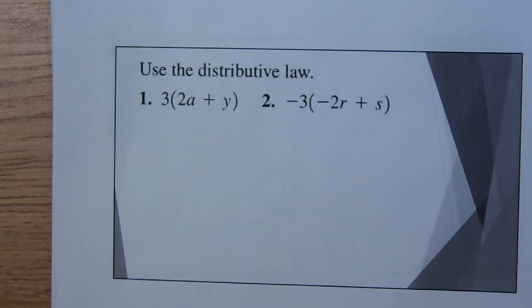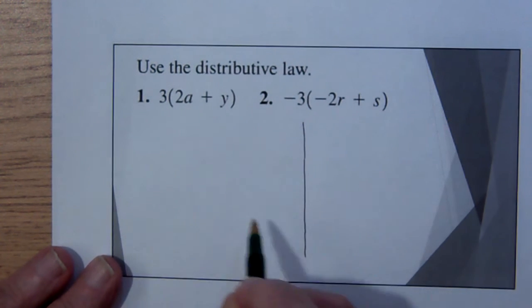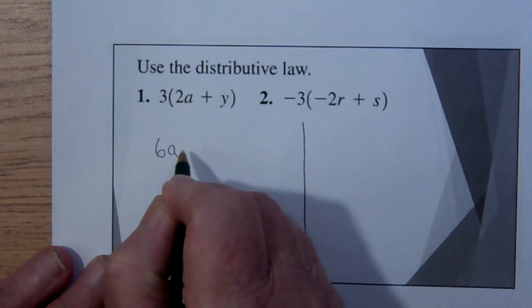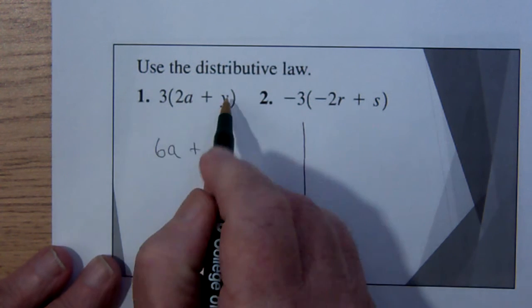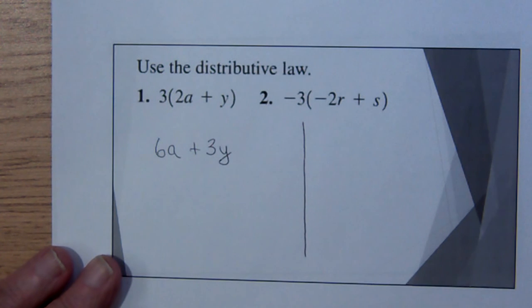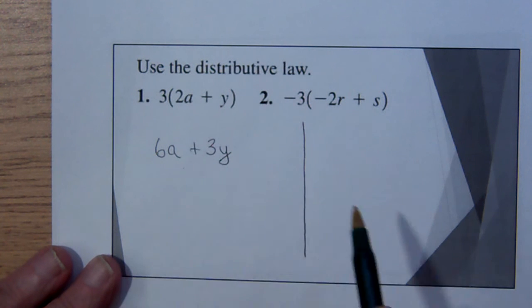We're going to distribute using the distributive law, this number 3. So we're going to take the 3 times 2a, giving us 6a, plus the 3 is also times the y, so that is going to be 3y. And so that is, I've used the distributive law, so these two expressions are equal.